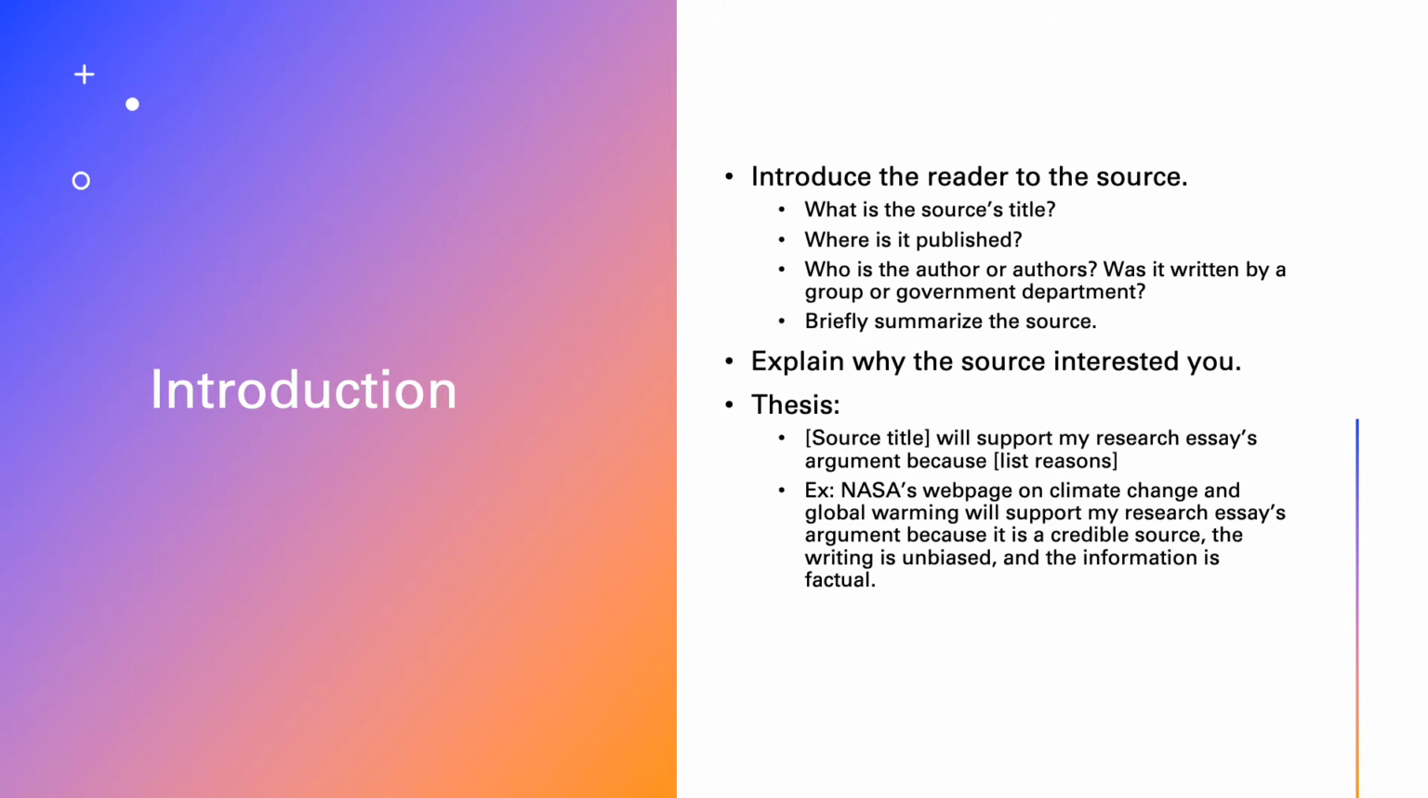On this slide, I've provided both a model and an example to help you get started with the thesis. In the model, you will start with the source's title, then state, "will support my research essay's argument because," which should be followed by a list of reasons illustrating how a source will be useful. The example I provided states, NASA's webpage on climate change and global warming will support my research essay's argument because it is a credible source, the writing is unbiased, and the information is factual.